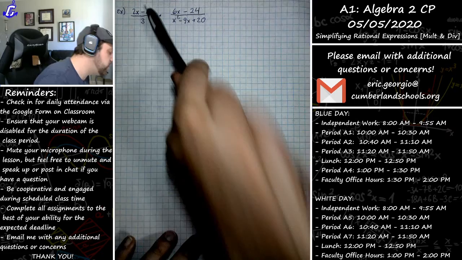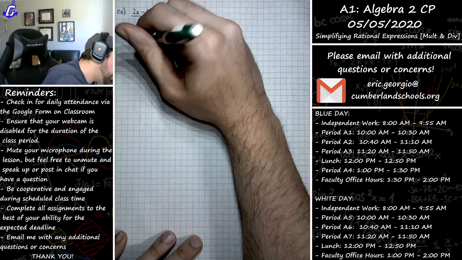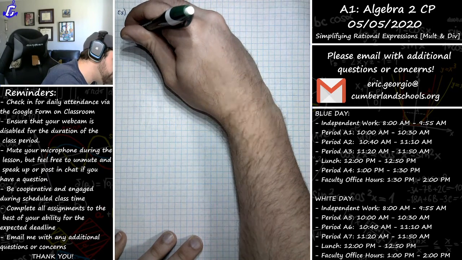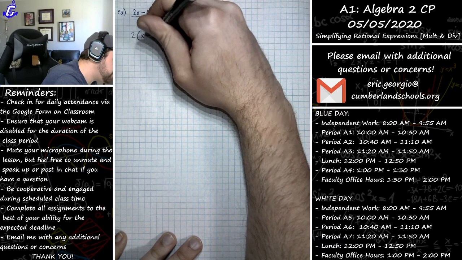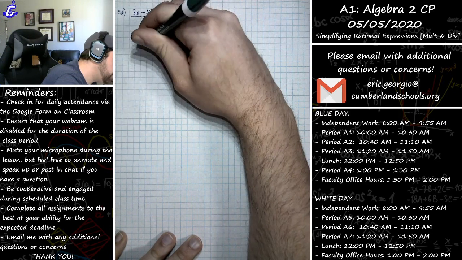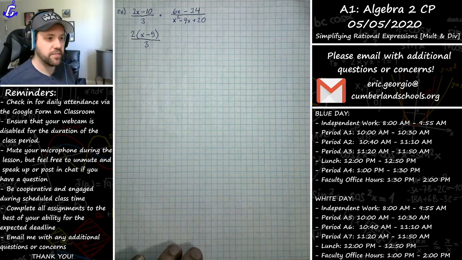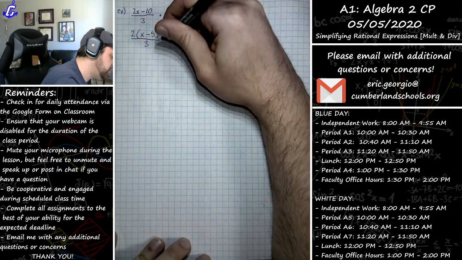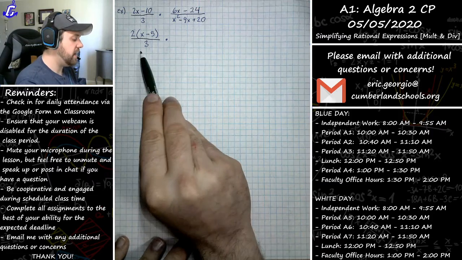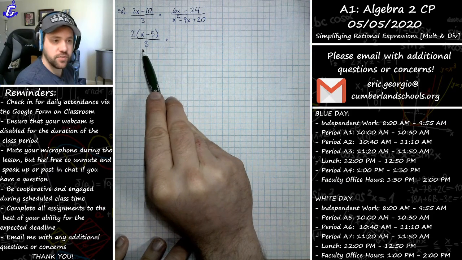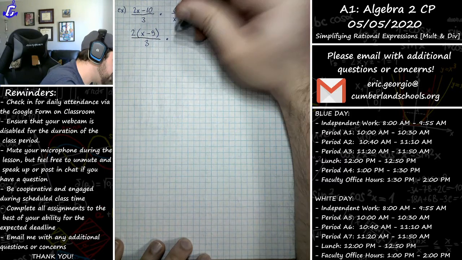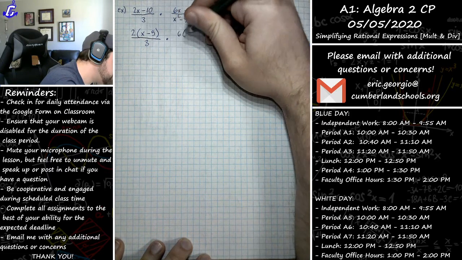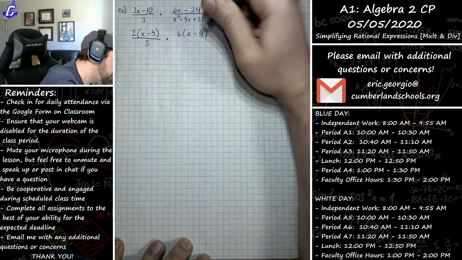In the numerator, top left, we have 2x minus 10. We could take out a GCF of 2, and we could rewrite that as 2 times x minus 5, all over 3. Everybody sees how that simplifies down? Times. Notice the bottom left, we can't really do anything with that. 3 is just a regular old number. It stays the same. In the top right, we got 6x minus 24. Let's take out a GCF of 6, giving us 6 times x minus 4.